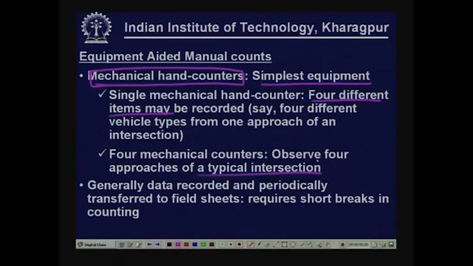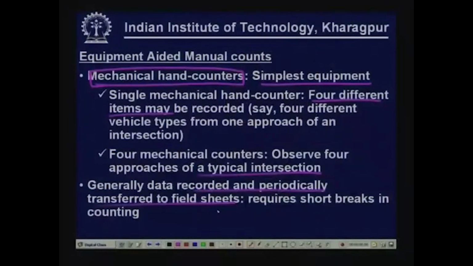In mechanical hand counters, generally data is recorded and periodically transferred to the field sheet. Automatically, we just press the button. Once you observe a vehicle, you press the button, again you observe a vehicle, you press the button. Then periodically this data has to be transferred to the field sheet. When you are transferring it, you are essentially giving a break. So, in this process it is required to give short breaks in counting.